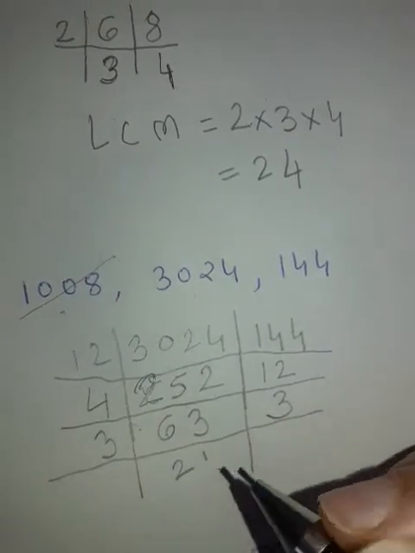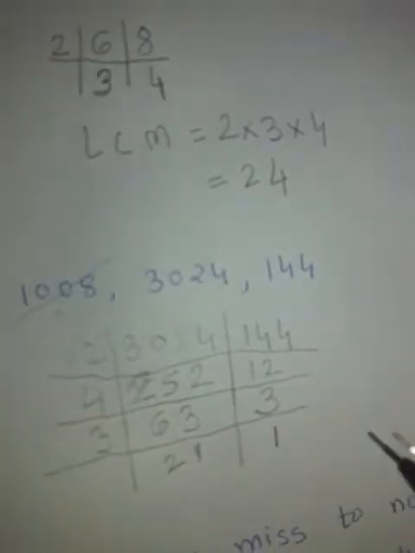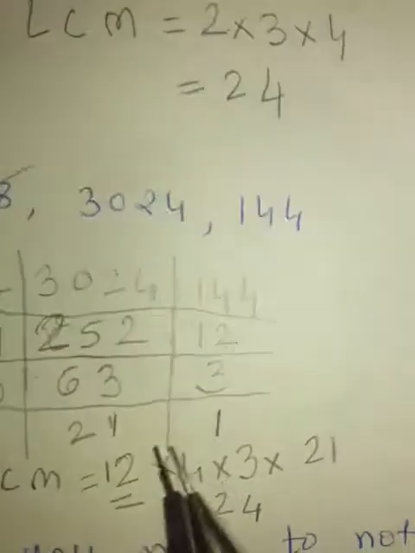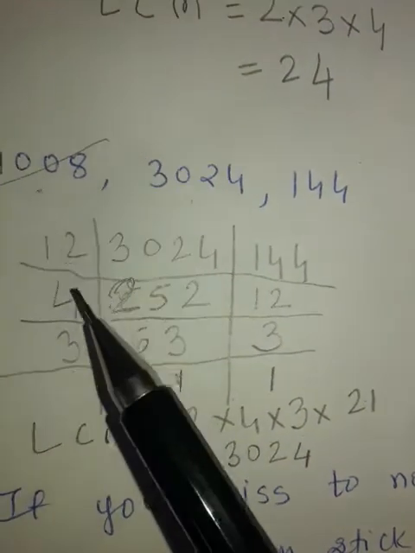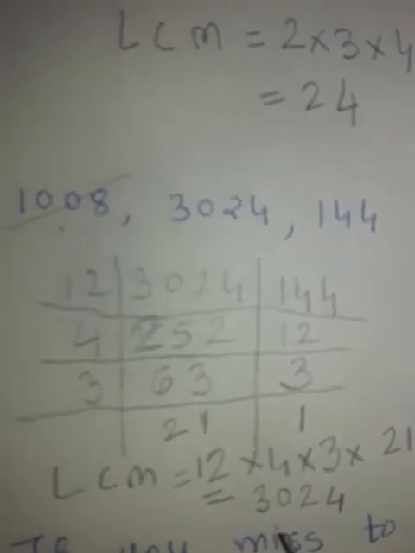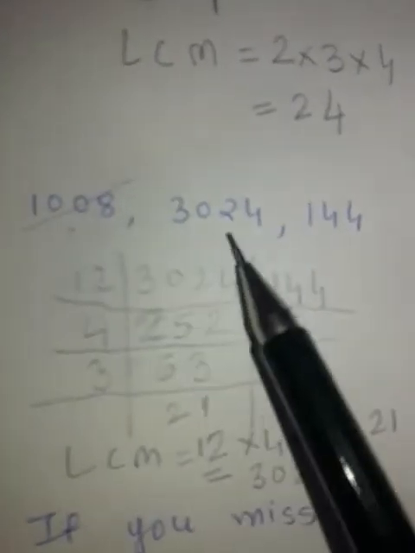This is 21. And this is 1. So now my factors are over. My LCM is this: 12 into 4 into 3 into 21, that is 3024. The product is 3024. This is the LCM of these three numbers.